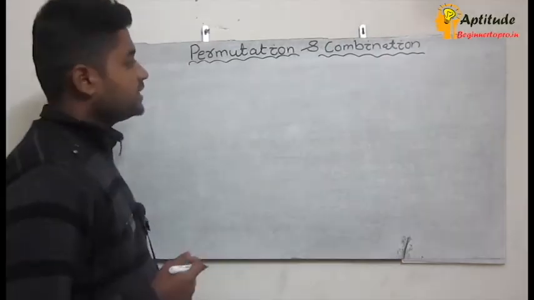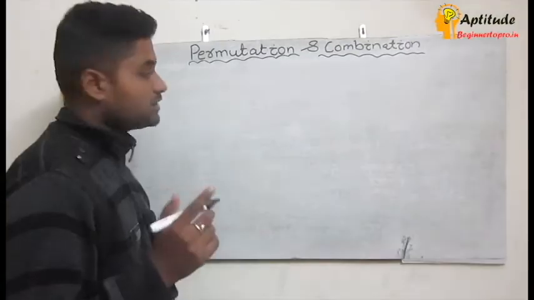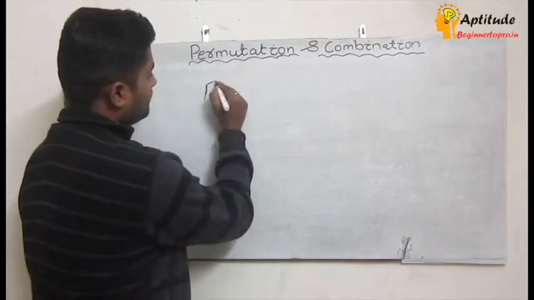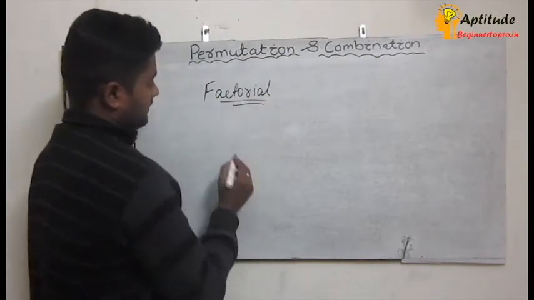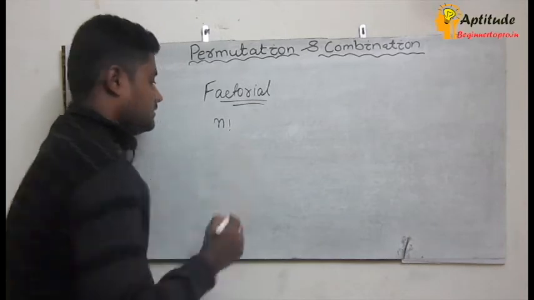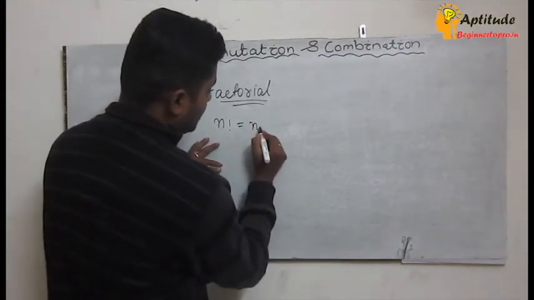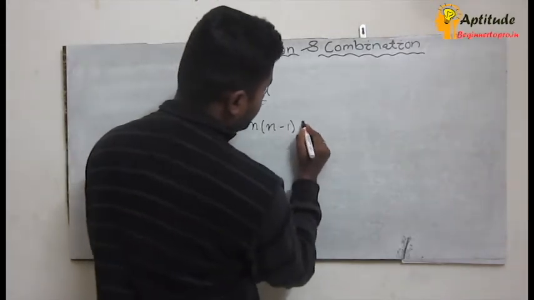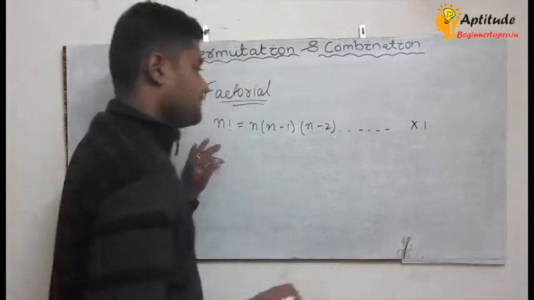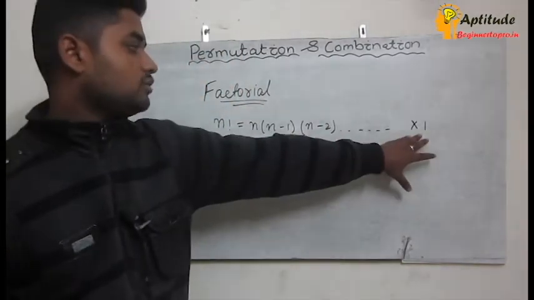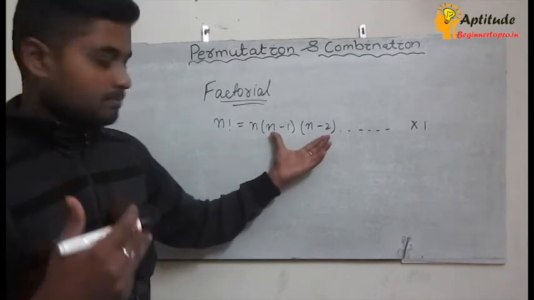Before knowing permutation and combination, the first and foremost concept is factorial. So we should know first about factorial. How to calculate factorial? How can we write n factorial? So n factorial is nothing but n into n minus 1 into n minus 2 till 1. Taking an example can make this more clear.